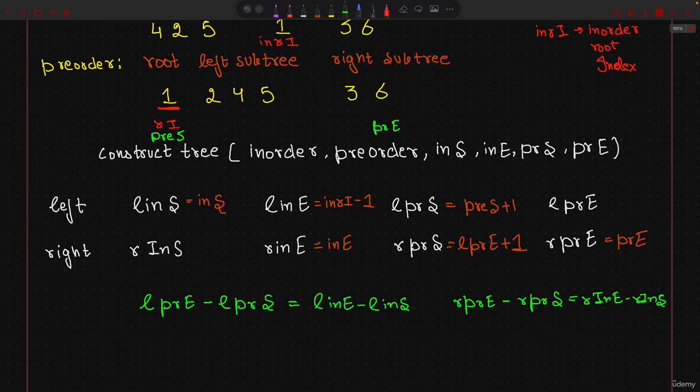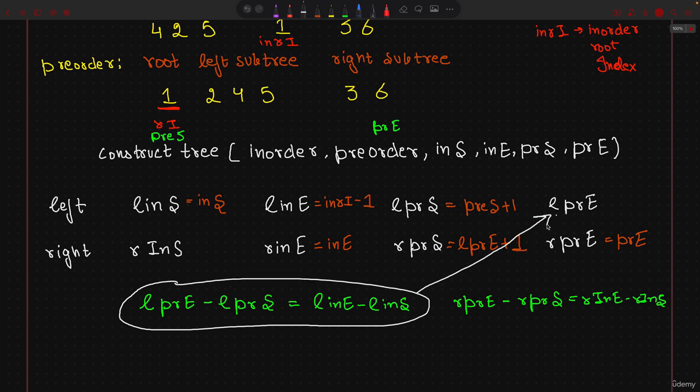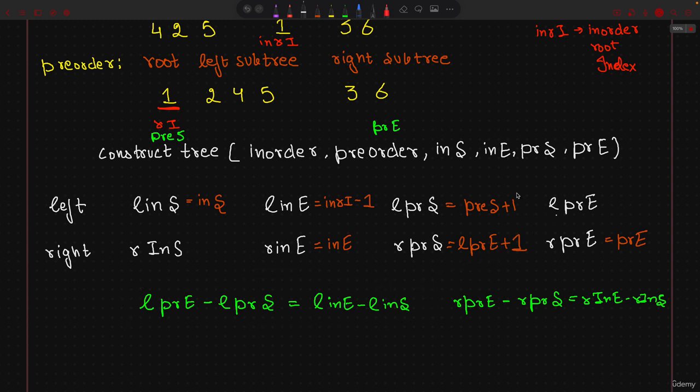Okay, so we have found these four values. Now all I have to do is send them on to my next recursion call. Using this particular equation, we can find this value. Okay, great. So I hope this is clear, everyone.